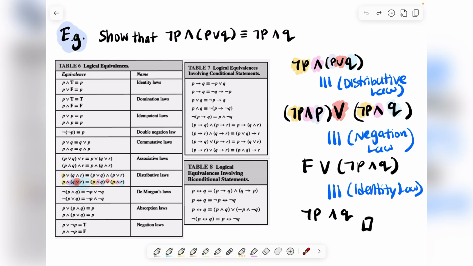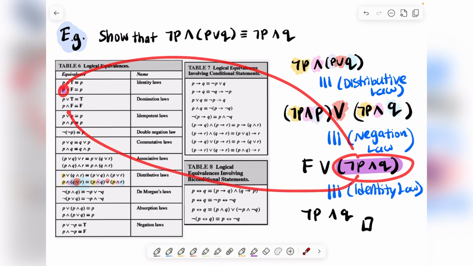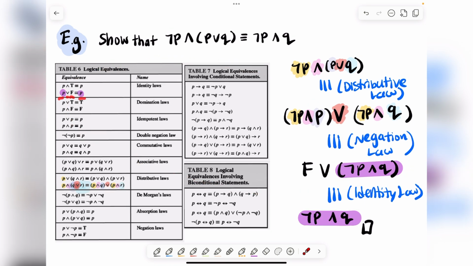Now there's one more thing I want to clarify about the identity law, which is what we used to go from here to here. The identity law says that if you have something or false, it's going to give you that something. But don't get confused and think this is just when I have an atomic proposition, something like R, Q, S. No, this is a placeholder for whatever is next to or false. In this case, this P is a placeholder for this compound proposition. So something or false is going to give you that something.